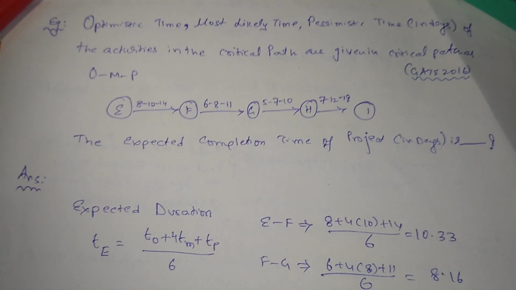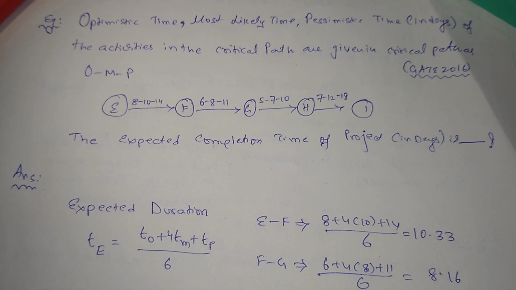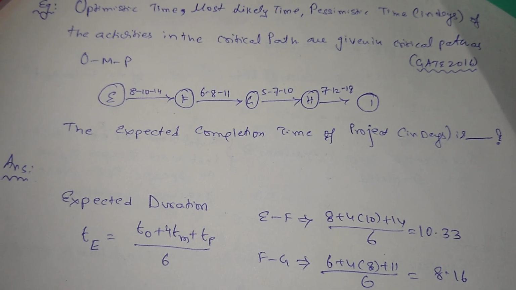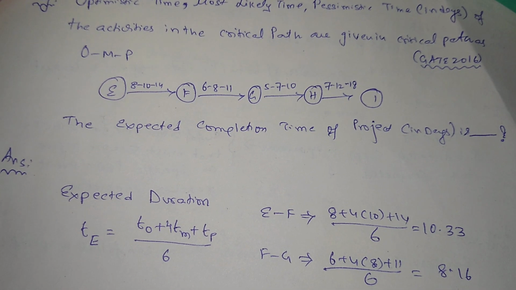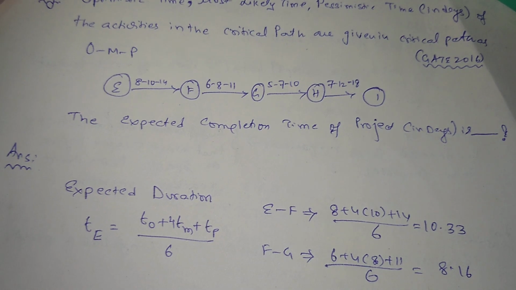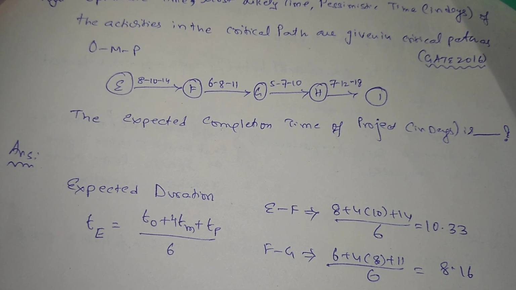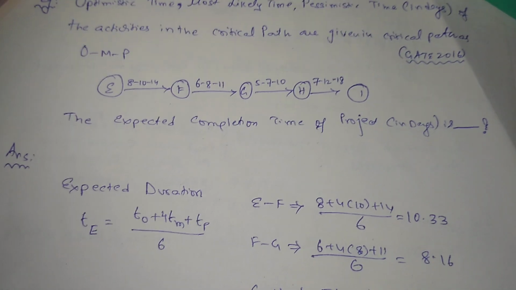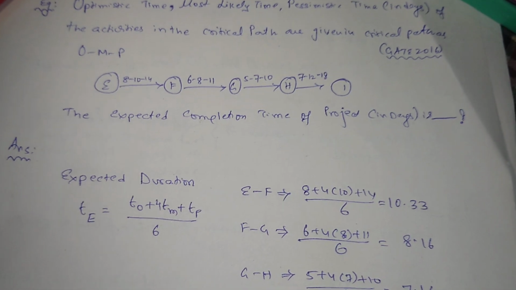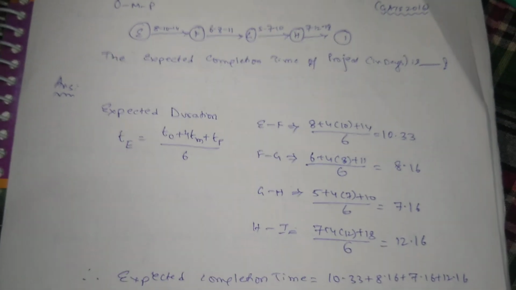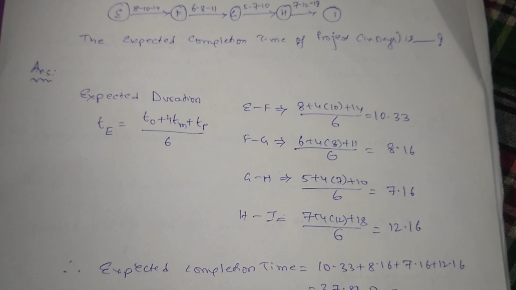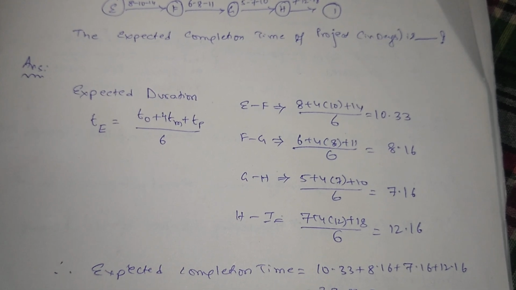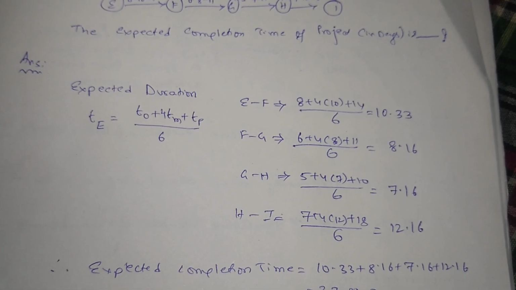If optimistic time, most likely time, and pessimistic time in days are given in a critical pathway as below, for the tasks E, F, G, H, I, you can see optimistic time is 8 days, most likely time is 10 days, and pessimistic time is 14 days. So what is the expected completion of the project in days? The formula, as we have seen already: expected time is equal to optimistic time plus 4 times most likely time plus pessimistic time, divided by 6.